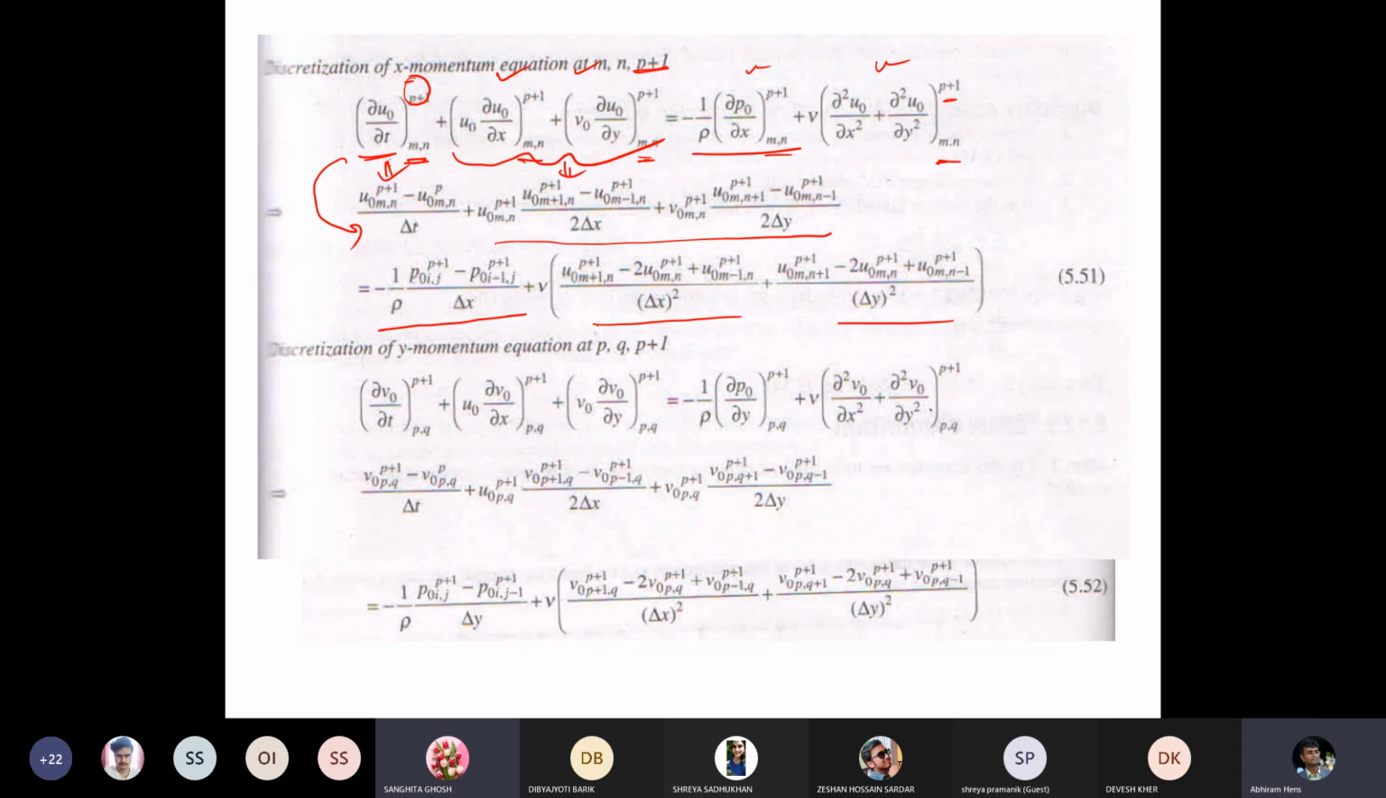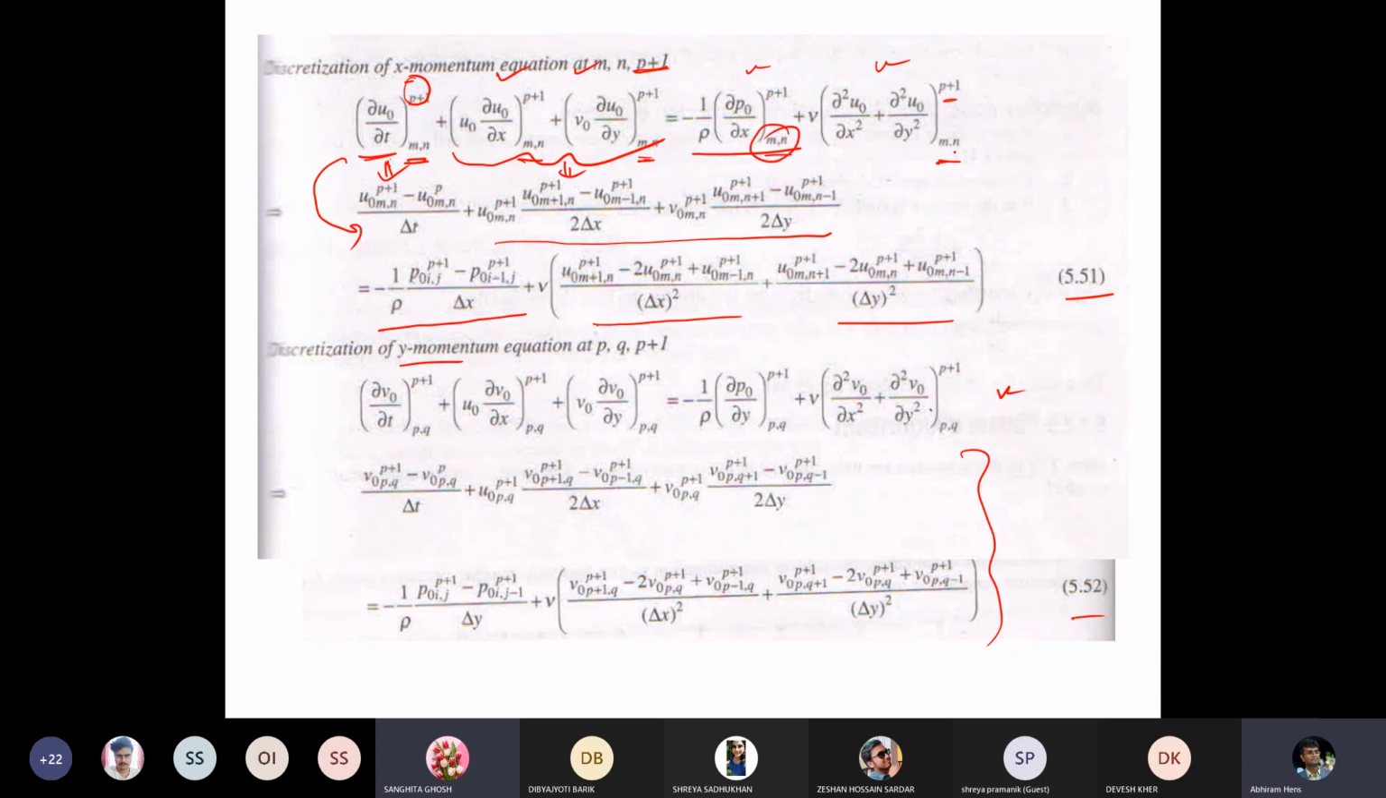Similarly, the y momentum equation can also be discretized. This is the y momentum, and this is the discretized form. So from the differential, you are coming to the algebraic form. These equations 5.51 and 5.52 are basically the discretized momentum equations based on the staggered grid arrangement.